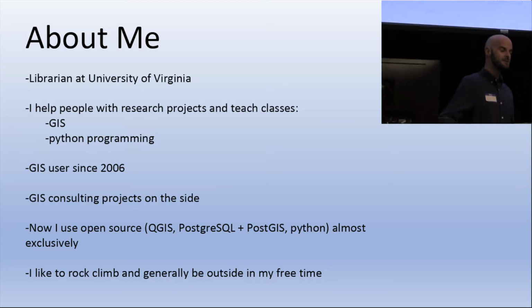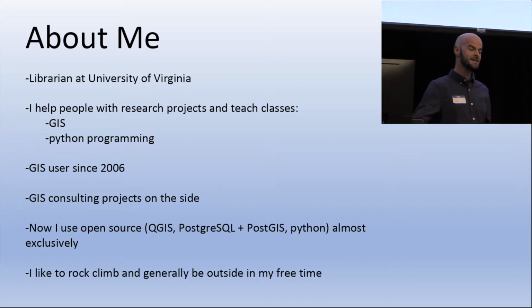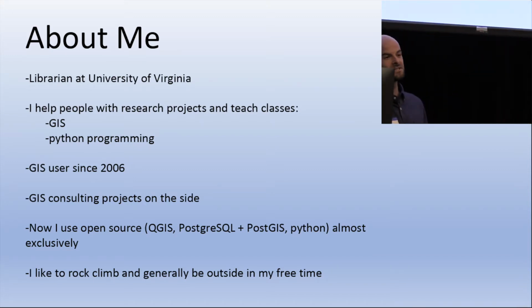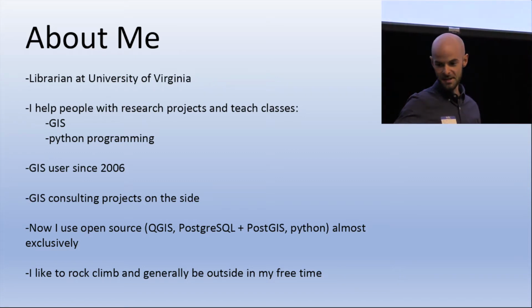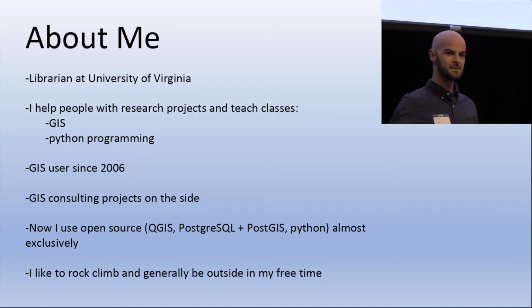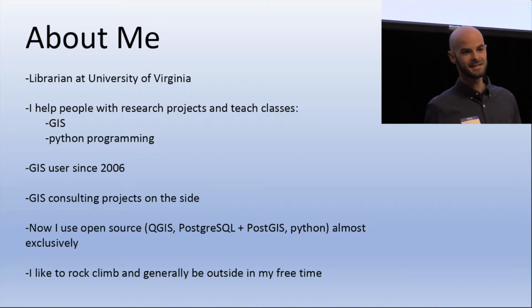But real quickly to introduce myself, I work in the Science and Engineering Library at the University of Virginia in Charlottesville, Virginia. Basically, part of what I do is help people with research projects, and mostly that's related to GIS projects and then Python-related scripting and programming. I've been a GIS user since 2006, and I do GIS projects on the side, which is what I'll be talking about today. And I pretty much use all open source GIS these days.